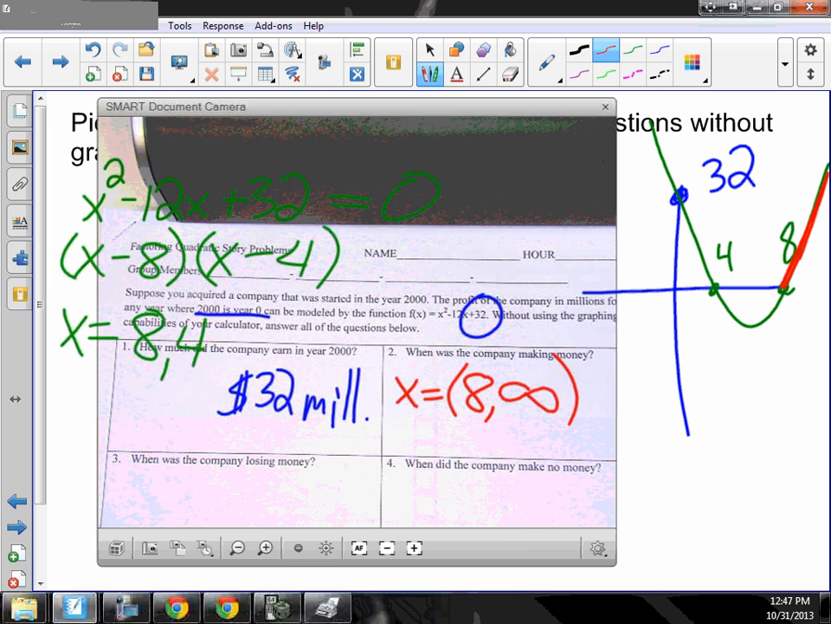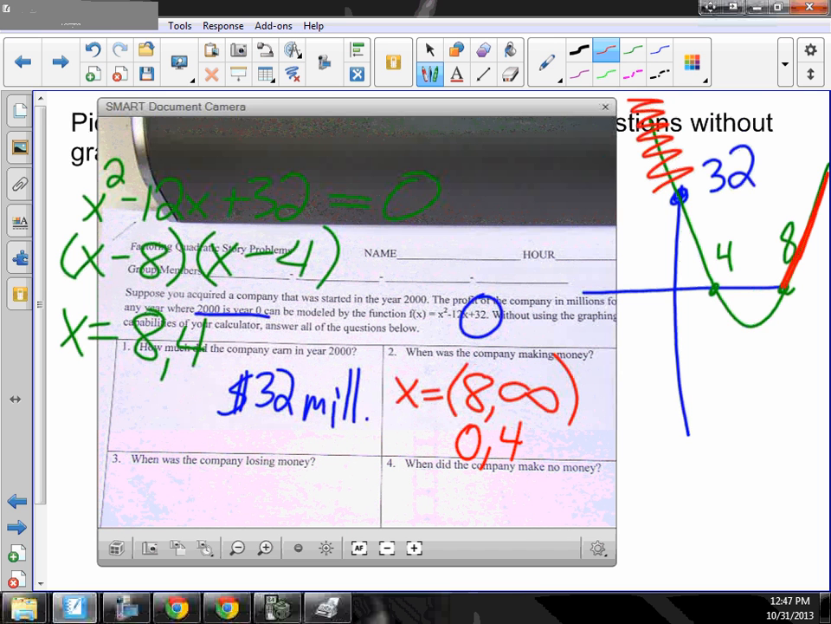You should. The company did not exist until year 0. So this part of the graph doesn't actually exist. So the interval would be from 0 to 4. Is 0 included? Yes. So 0 gets a bracket. Is 4 included? No, it's on the axis, so that doesn't count.